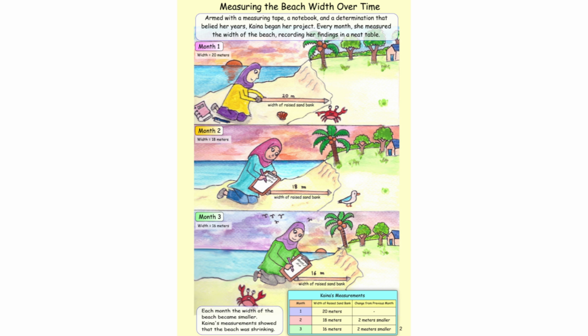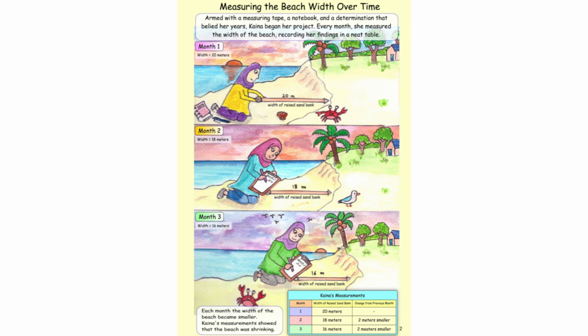At the bottom is a table entitled Kaina's Measurements. It has 3 columns: month, width of raised sandbank, and change from the previous month. The first row records month 1, 20 meters, with no previous measurement for comparison. The second row records month 2, 18 meters, which is 2 meters smaller than the previous month. The third row records month 3, 16 meters, which is also 2 meters smaller than the previous month. End of page. Illustration description.